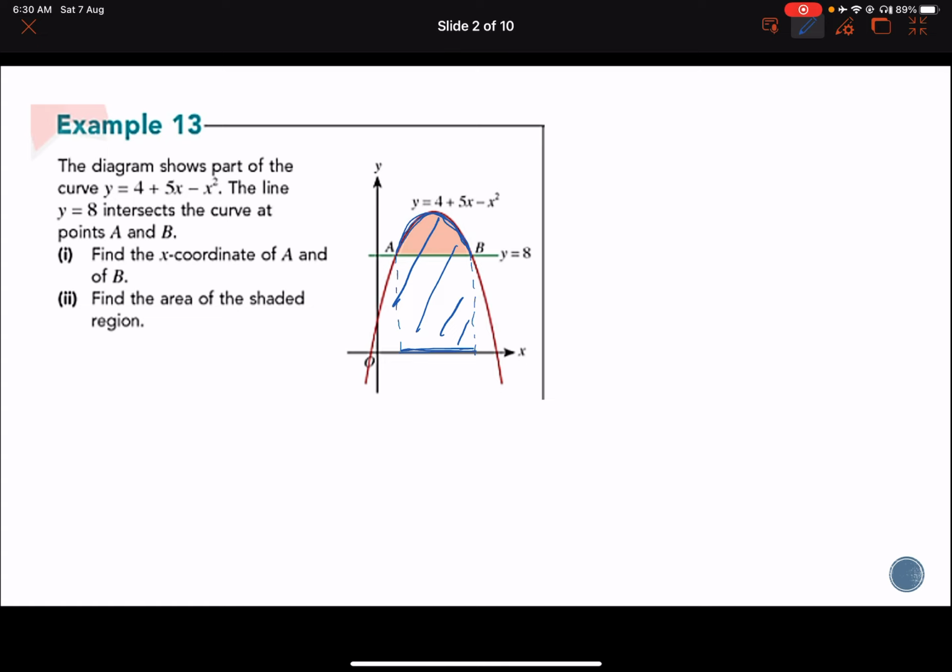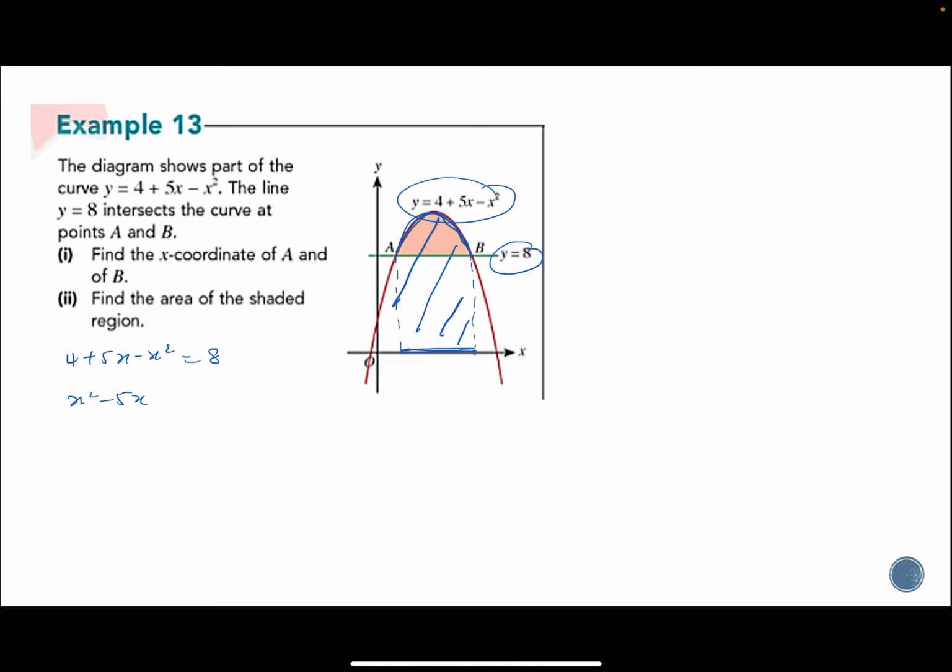Now, the first thing to do, of course, is to find out the coordinates of A and B. To find the coordinates of A and B is actually quite simple. You have this equation and this equation. So all you have to do is set them equal and you'll be able to solve it. So you have x squared minus 5x plus 4 equals 0, and you'll be able to get that it will be between 1 and 4. So in other words, when you integrate between 1 and 4, you're actually getting the entire blue area.